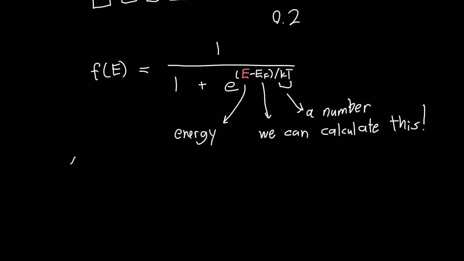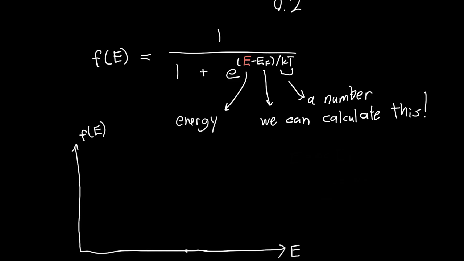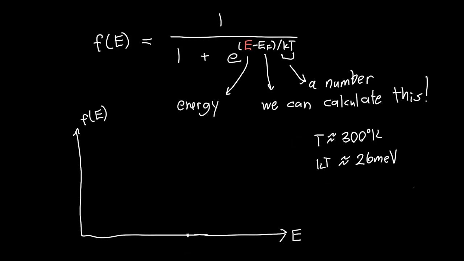Well, if you want to know what it looks like, it's helpful to draw it at some temperature T. So let's just assume for now that T is room temperature, so about 300 Kelvin. Then since I've memorized this, I know that kT is about 26 milli electron volts. And so what does this function look like as we change E? Well, let's call this position EF, because that's probably going to be special, right?